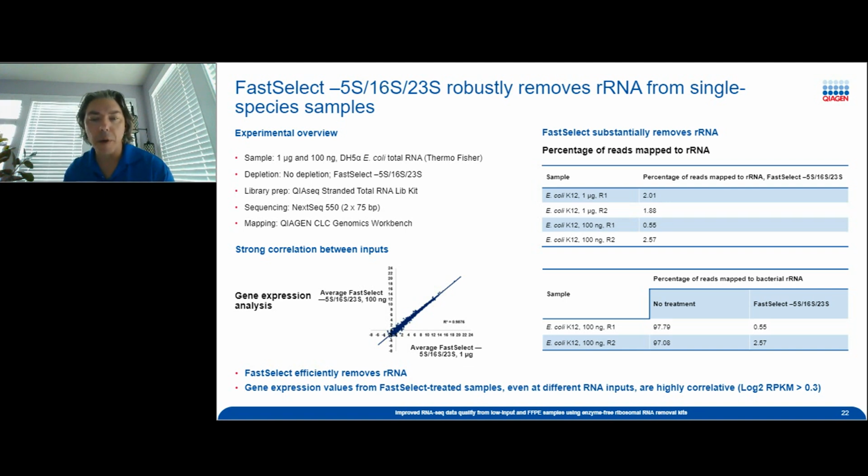Down here on the lower panel, without treatment, about 98% of the total RNA was mapping to ribosomal RNA. After using FastSelect, you can see it gets down to about 1 to 2%. And this is with the E. coli K12 strain. In the lower left-hand corner, we're looking at the gene expression components, and you can see a high correlation regardless of the amount of input.